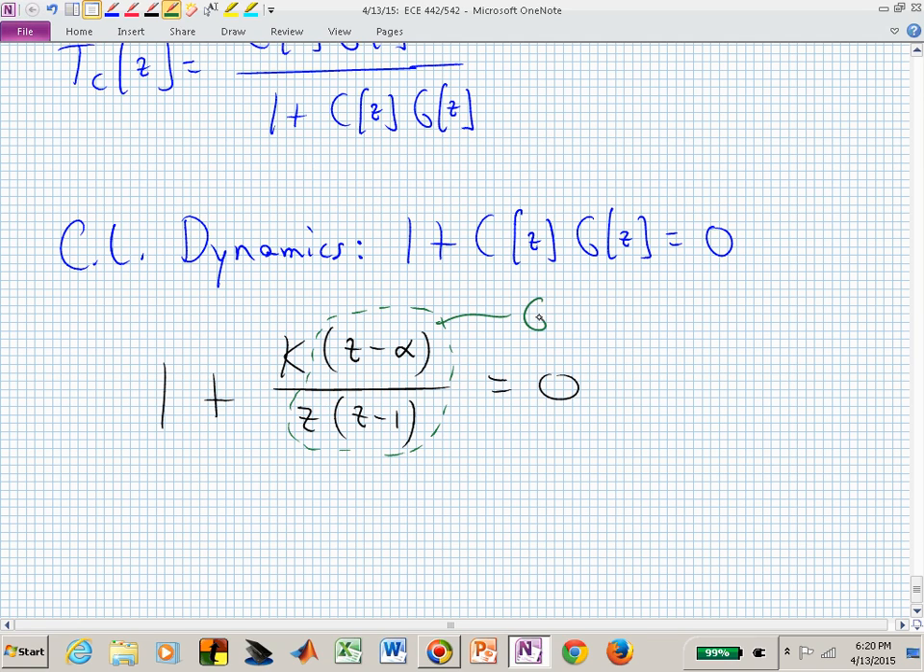Now, if you wanted to, you could say, I need to understand what the root locus of G bar looks like. If I know what G bar looks like, its root locus, now I know all the potential closed loop poles for that PI controller.